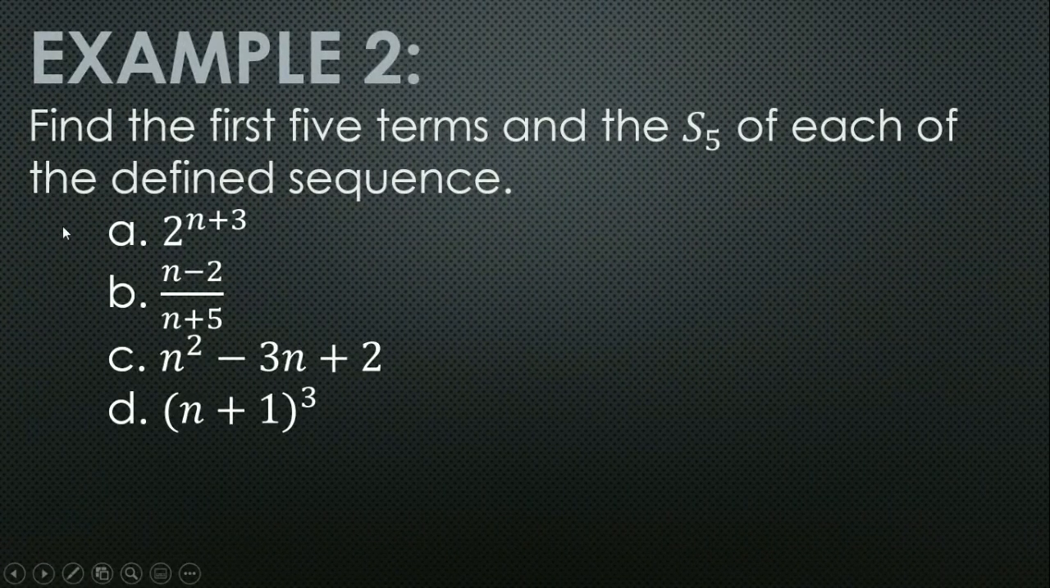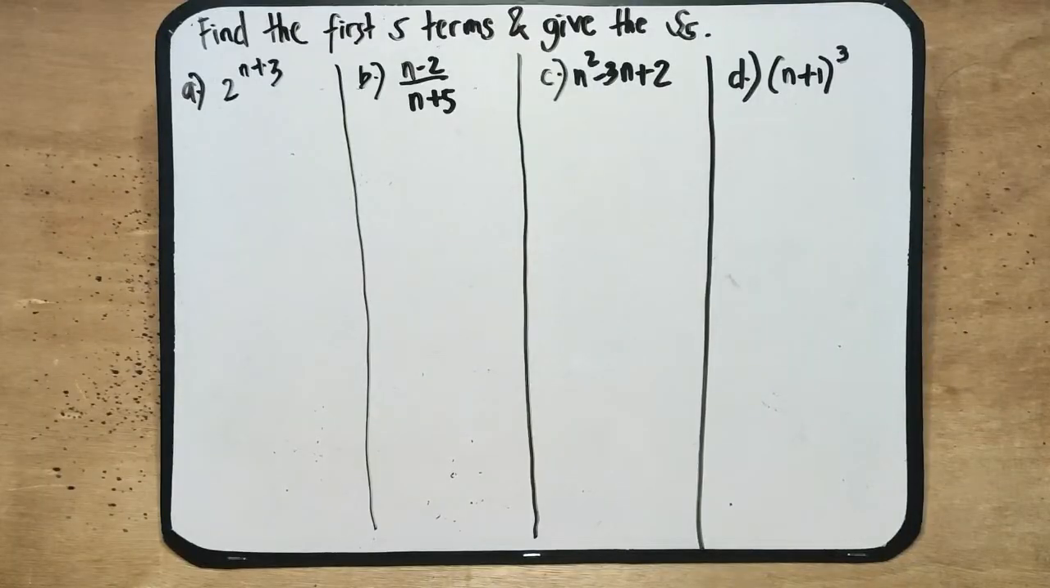Understood? Example number 2, find the first 5 terms and the S sub 5 or the associated sum of these terms of each of the defined sequence. For the solution, watch this video. So in this example, we find the first 5 terms and give the sum of these 5 terms. So yung unang item, we have 2 raised to n plus 3.